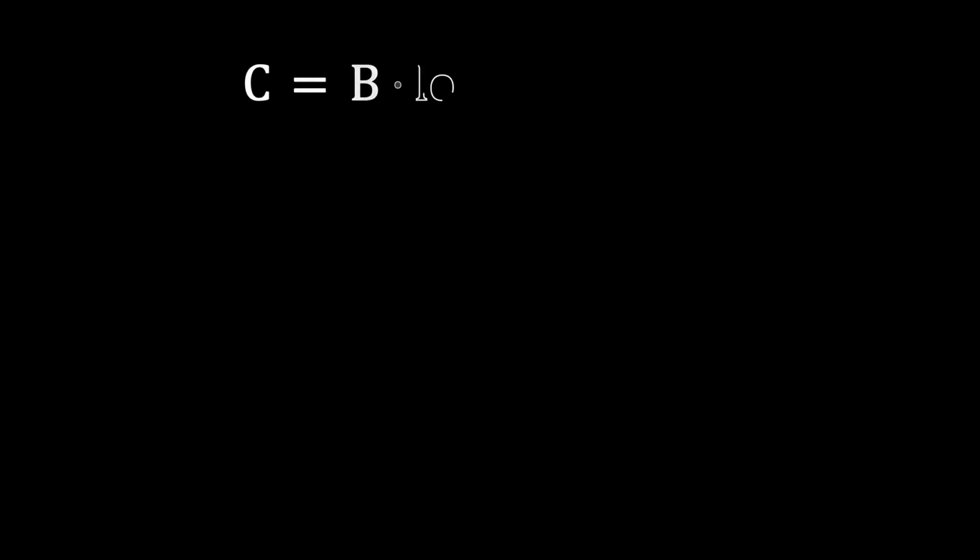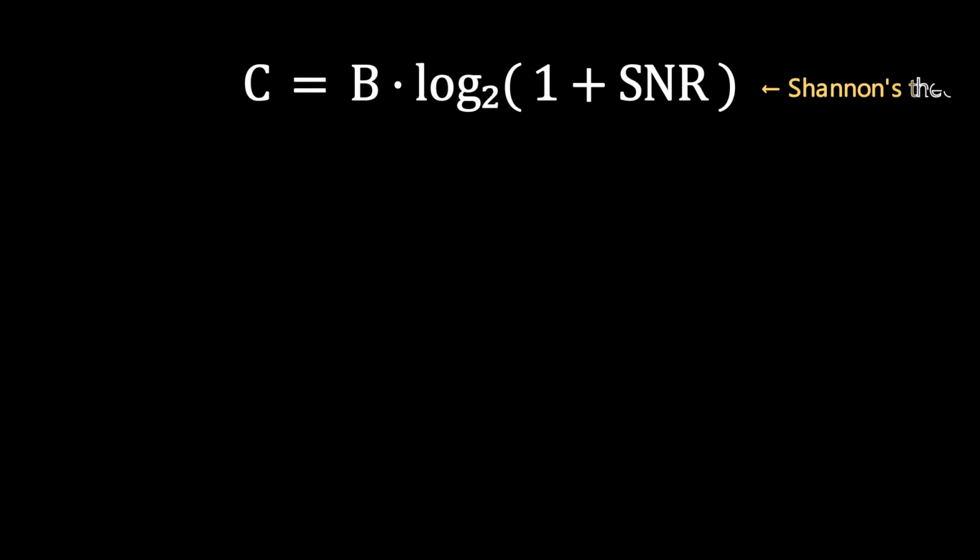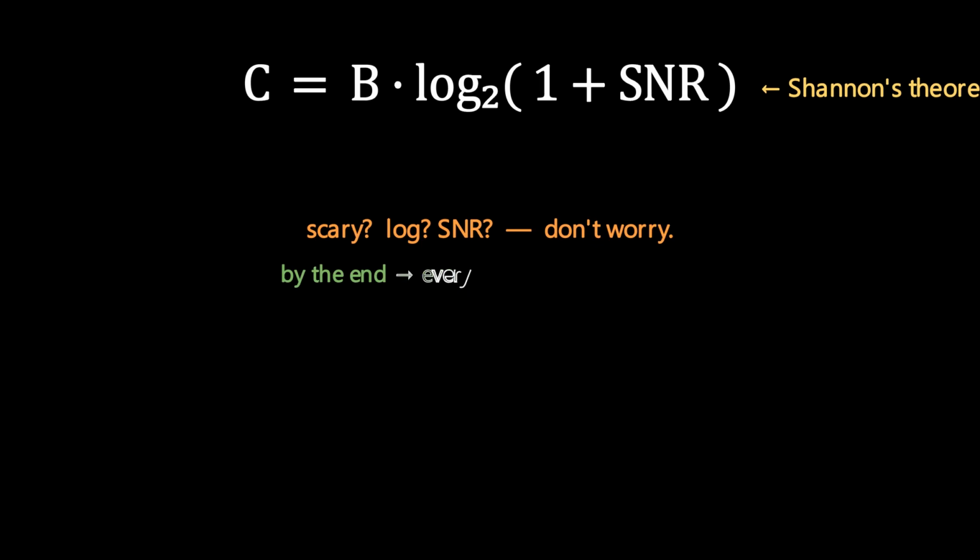This is C equals B times log base 2 of 1 plus SNR. It's called Shannon's theorem. If log base 2 or SNR sounds scary right now, don't worry. By the end of this video, every symbol in this equation will feel obvious.